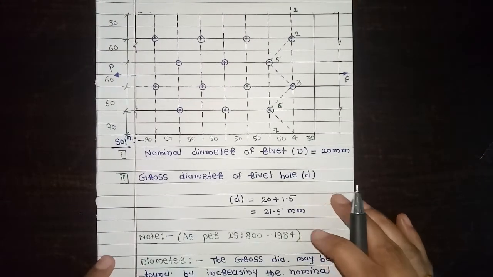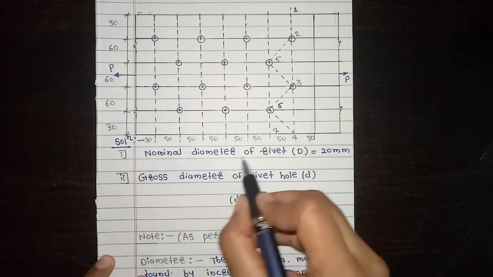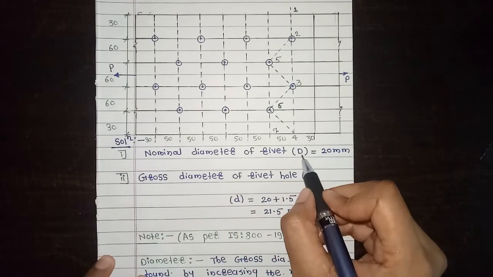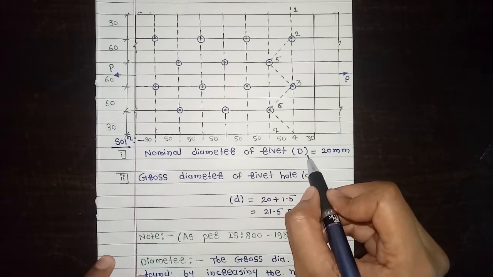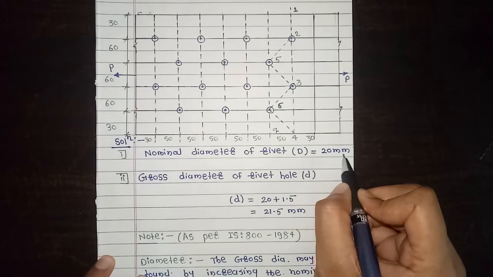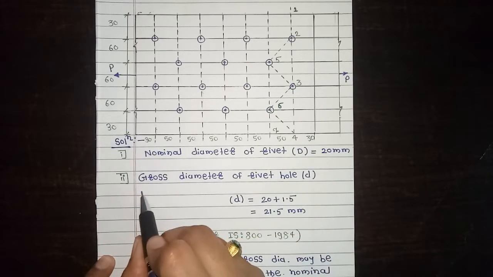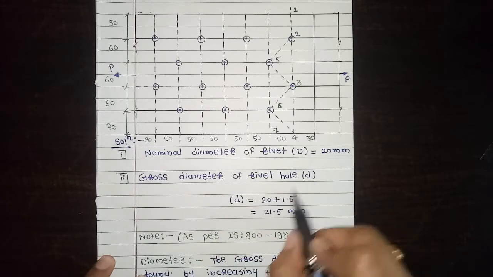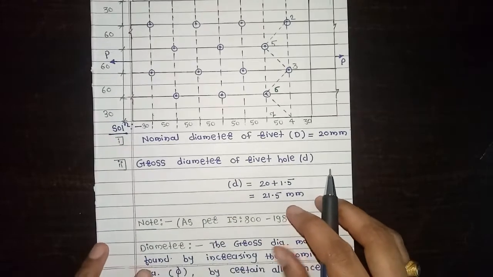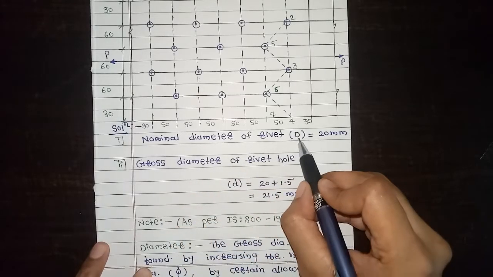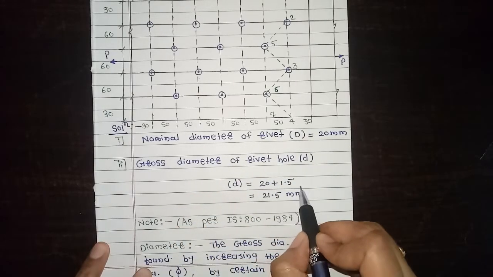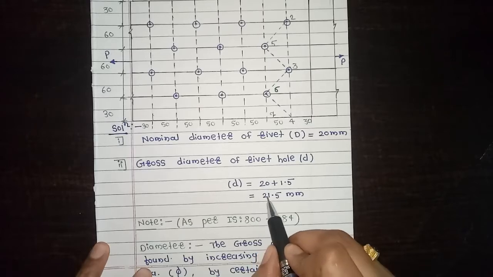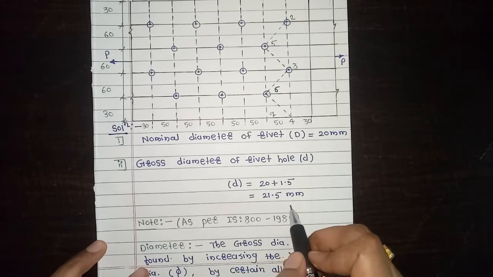First of all, write given data. Nominal diameter of rivet, denoted by capital D, is equal to 20 mm, given in question. So gross diameter of rivet hole, small d, is equal to nominal diameter of rivet capital D plus 1.5, that is 21.5 mm.